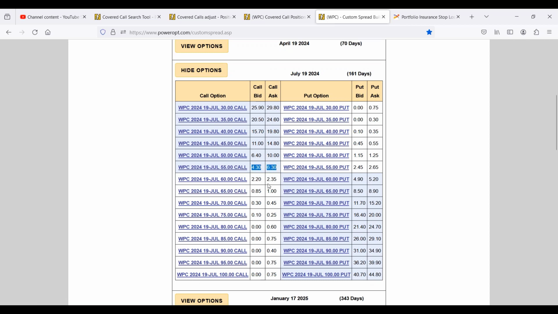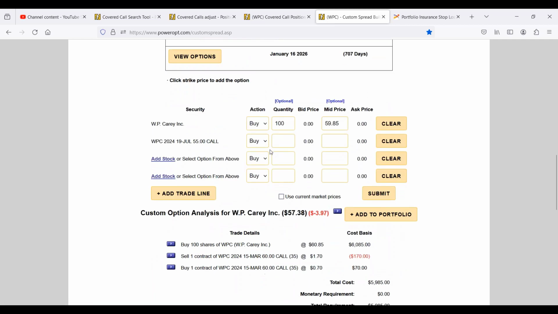Priced at 4.30 to 6.30, so midpoint of 5.30, but probably not going to get that with the volatility. Look at these bid-ask spreads after this move, 6.40 to 10, 11 to 14.80. Yeesh. But let's say we did get the midpoint at 5.30 for this July 55 call. Let's go ahead and sell that.